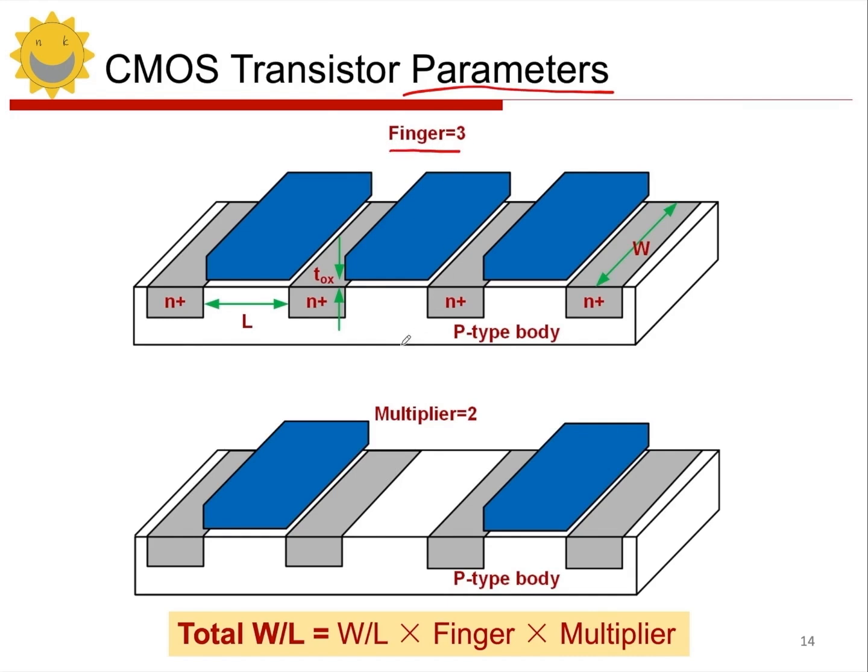If finger equals 3 and multiplier equals 2, the total W/L is the single finger's W/L times the number of fingers and multipliers. Wider transistors are divided into fingers or modules, which we'll discuss later.